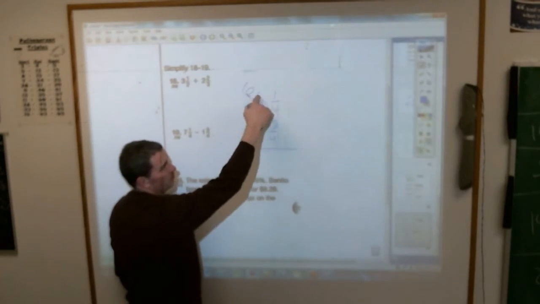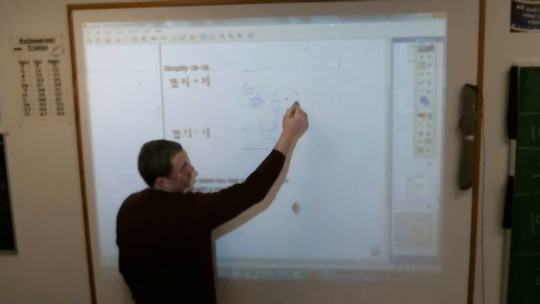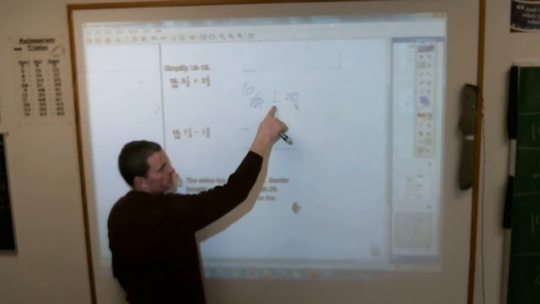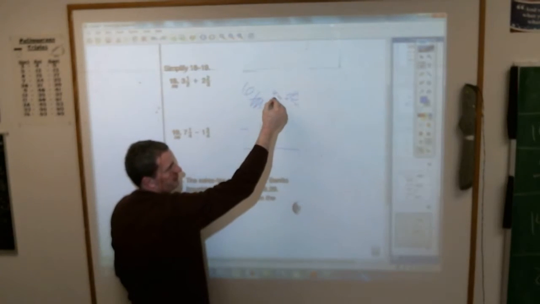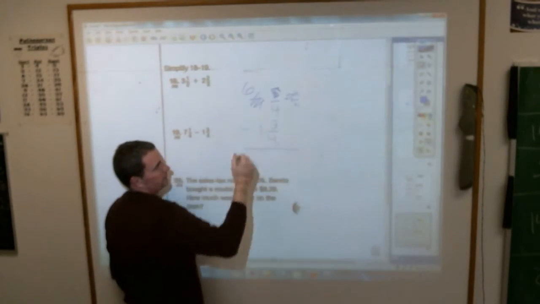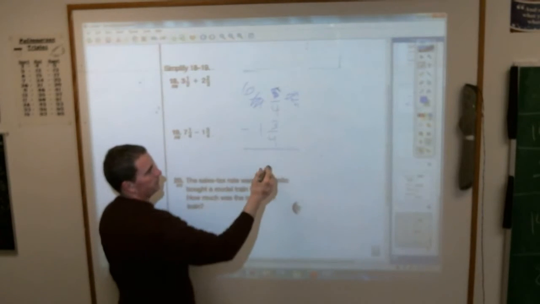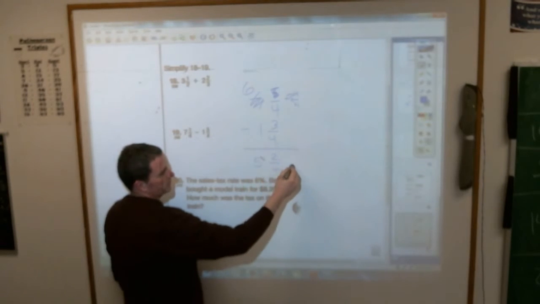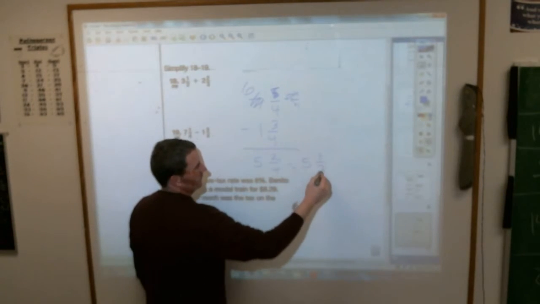What you're doing is you're taking 1, which is the same as 4/4, and adding that to 1/4. But a quick way to do that is just take these two numbers and add them together, and that's your new top number. Your new top number is 5. So 3/4 from 5/4 is 2/4, and 1 from 6 is 5. You must reduce, so it's 5 1/2.